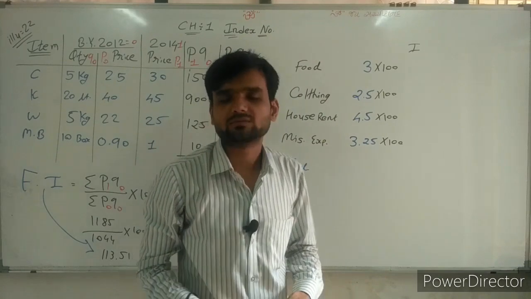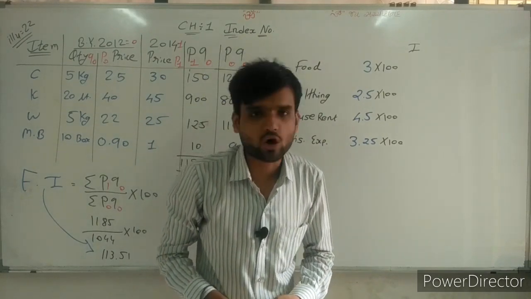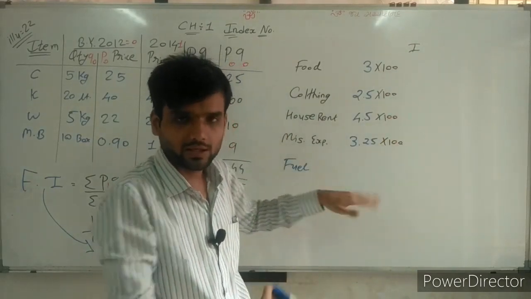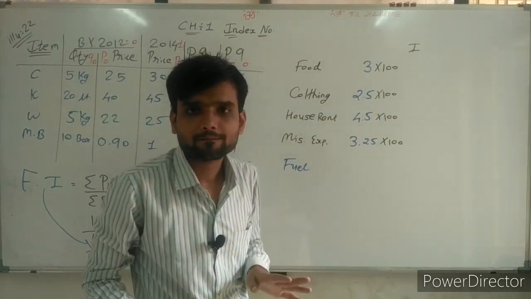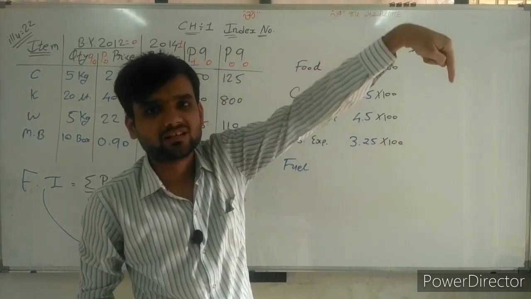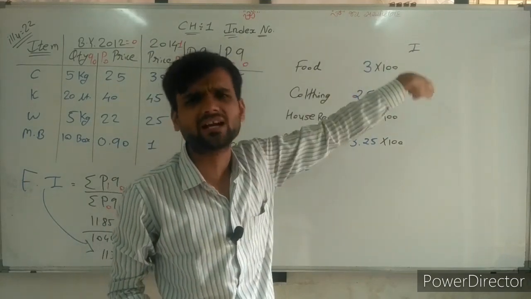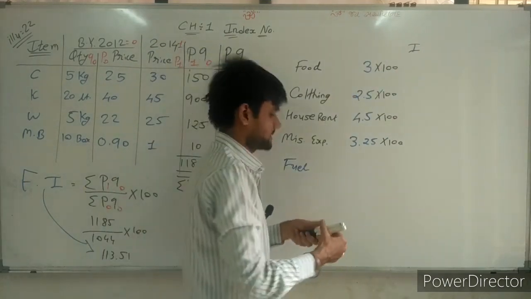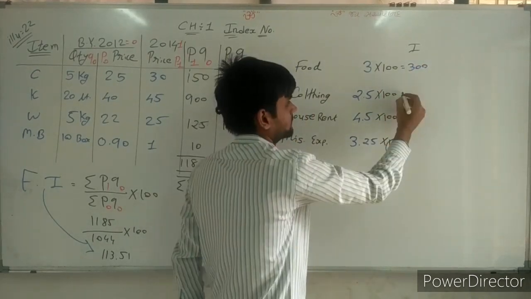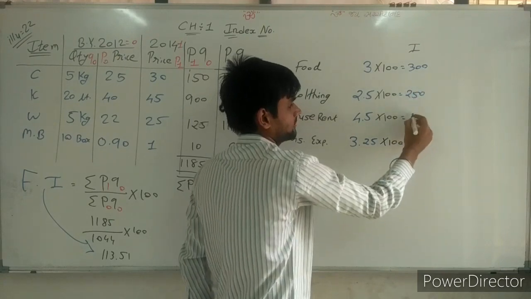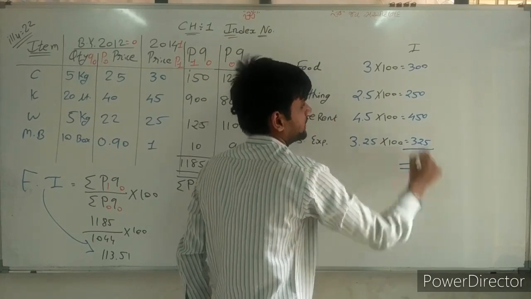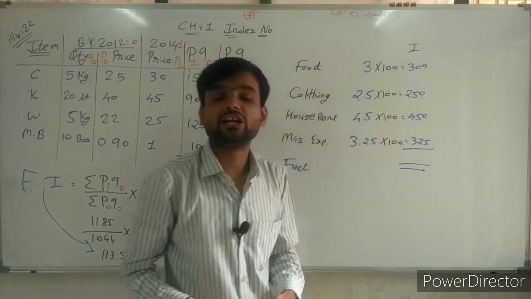I means index number. And if you are not multiplying with 100, times means multiplication, so I have multiplied it. But if multiplying with another value, then you have to find I. If you are multiplying with 100, you are directly getting I. And what is the answer? So 300, 250, 450, 325 is my value of I, the index number.